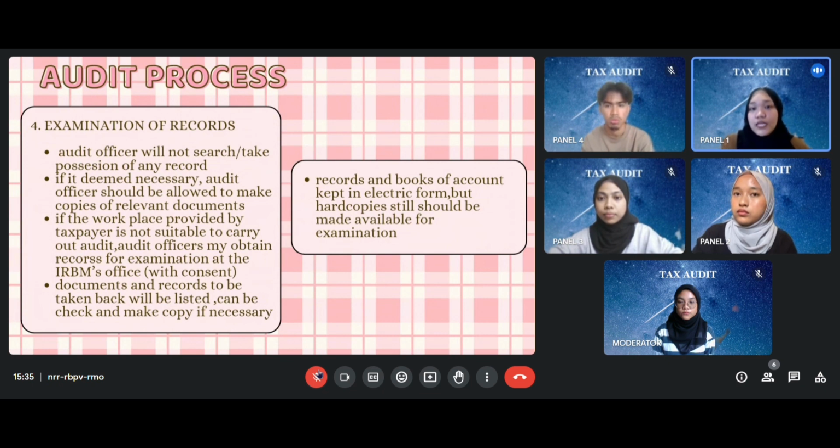Documents and records to be taken back will be listed, can be checked and copied if necessary. Records and books of account kept in electronic form, but hard copies should still be made available for examination.